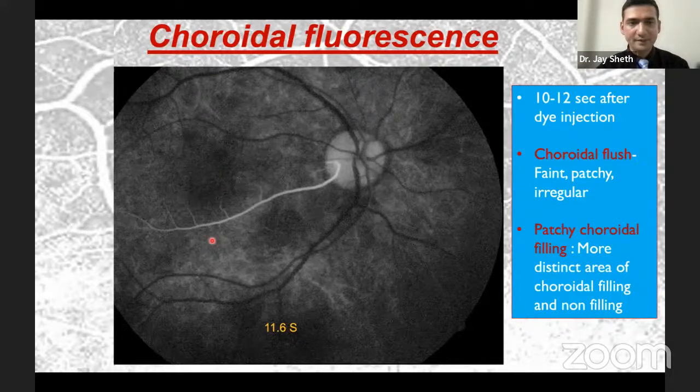Whereas if we compare this, here there's a hyperfluorescence. So this part of the choroidal lobule has filled. This is called patchy, faint, irregular filling of the choroid. And if this is very significant, then we have to look at certain kinds of choroidal pathologies, like choroiditis. So this early stage is very important to identify these lesions.